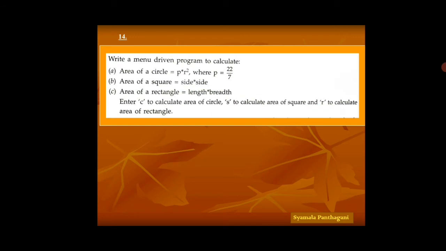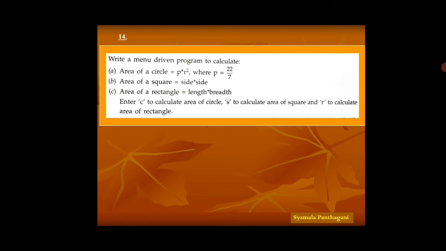And the question is, write a menu driven program to calculate area of a circle is equal to pi r square, area of a square is equal to side into side, and area of a rectangle is equal to length into breadth. Enter C to calculate area of circle, S to calculate area of square, and R to calculate area of rectangle.